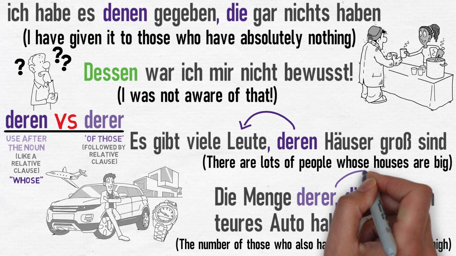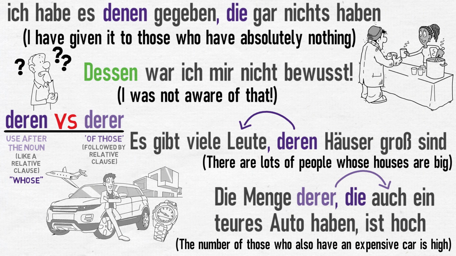Derer relates to the who also have an expensive car, and it therefore refers to the further information given after its use.